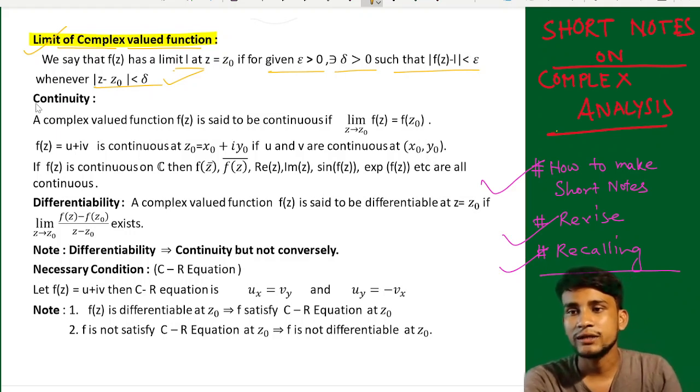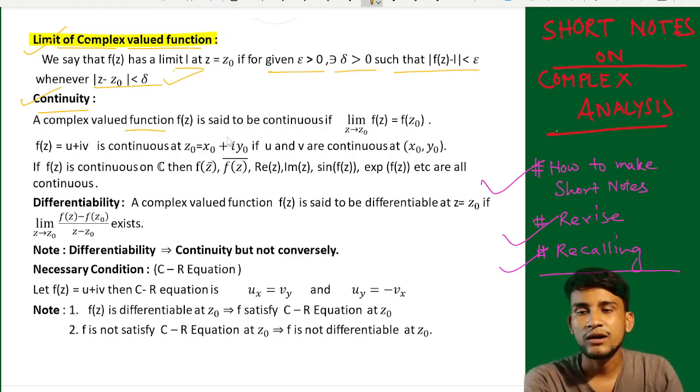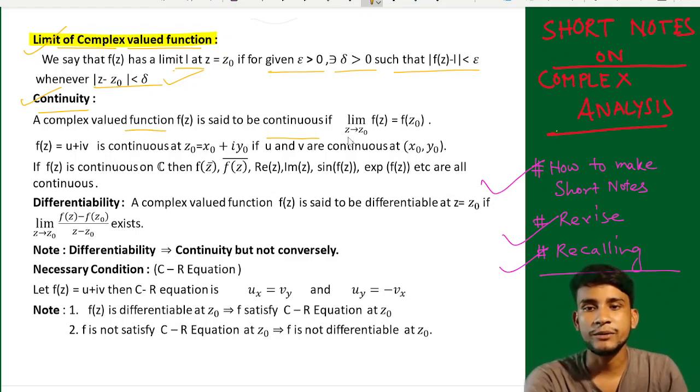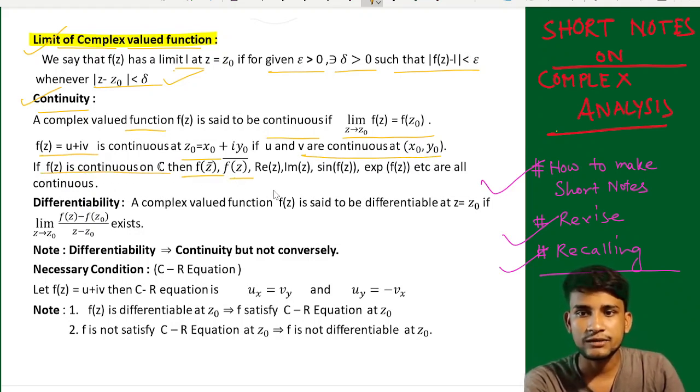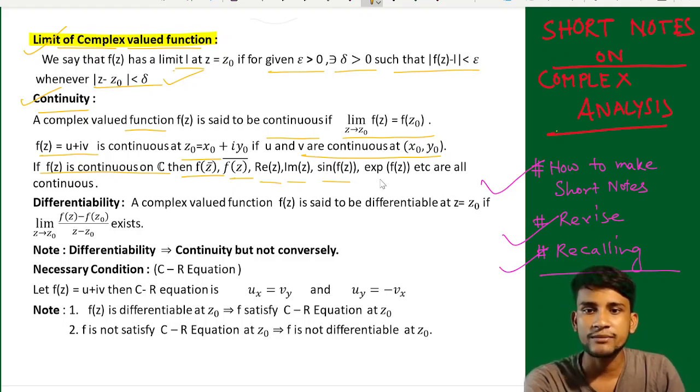Now we come to continuity. So what is continuity? The complex valued function f(z) is said to be continuous at z0 if the limit as z tends to z0 of f(z) equals f(z0). Where f(z) equals u plus iota v, f is continuous at z0 equal to x0 plus iota y0 if u and v are continuous at (x0, y0). If f(z) is continuous on C, then f bar, the whole bar of f(z), real z, imaginary z, sin f(z), exponential of z, etc. are all continuous on C.